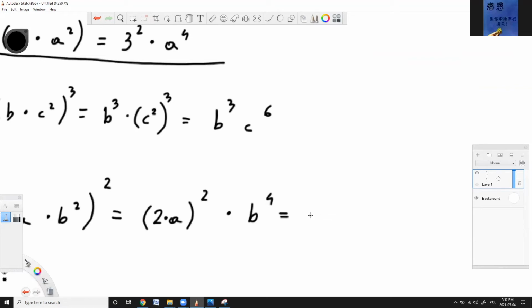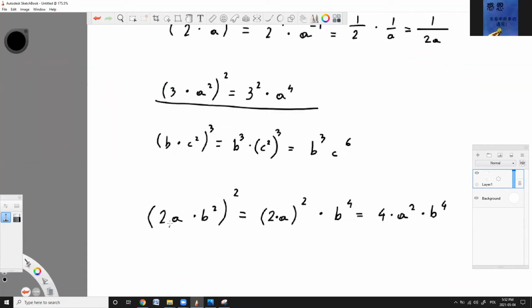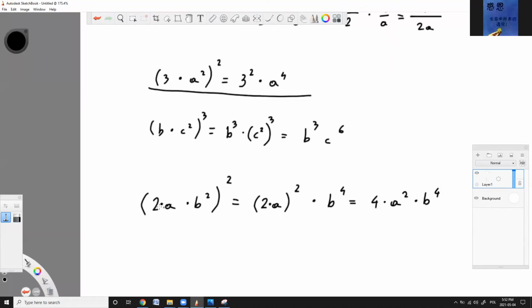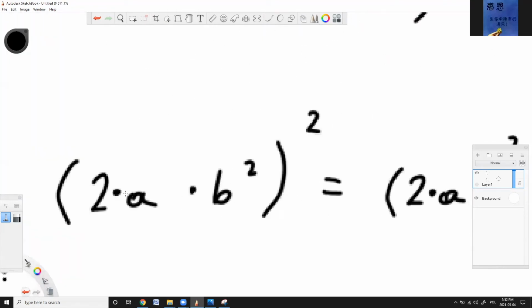Right? 4 to the power, so 4a to the power of 2, and b to the power of 4 remains as before. Is it clear? So this one was tricky because I didn't put a dot in here. But in math, when I multiply, I don't have to put the dot. So it's very common that I just omit this dot. Still, if you apply the law, you have to put the exponent into each and every term, even if it's just a 2.